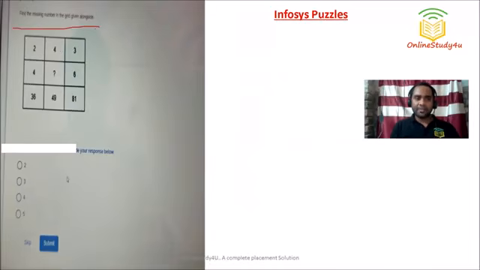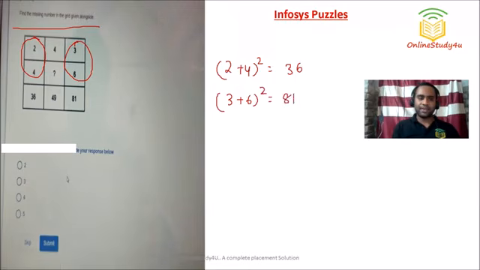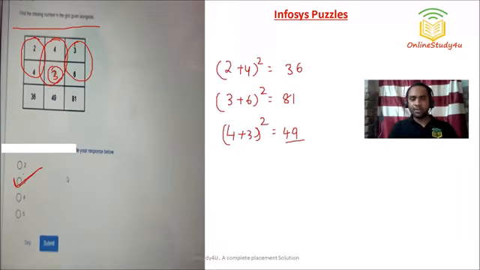Okay, then find the missing number in the grid given alongside. So friends, as I said, either add, subtract, right? Same thing you have to do. So 2 plus 4 will be what? 2 plus 4 will be 6, and make a square of this. It will be 36. Then 3 plus 6 is what? 3 plus 6 is 9. Make a square of that. It will become 81. Same thing. So 4 plus what number, squared, will make you 49? That is nothing but 7 square. 7 square will be 49. So here it should be 3. So option B will be the correct answer for this particular problem.